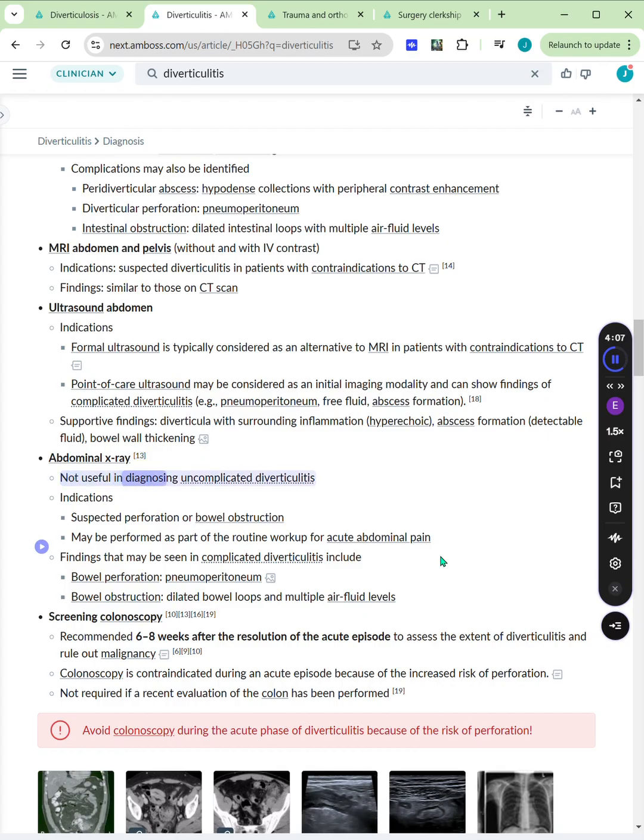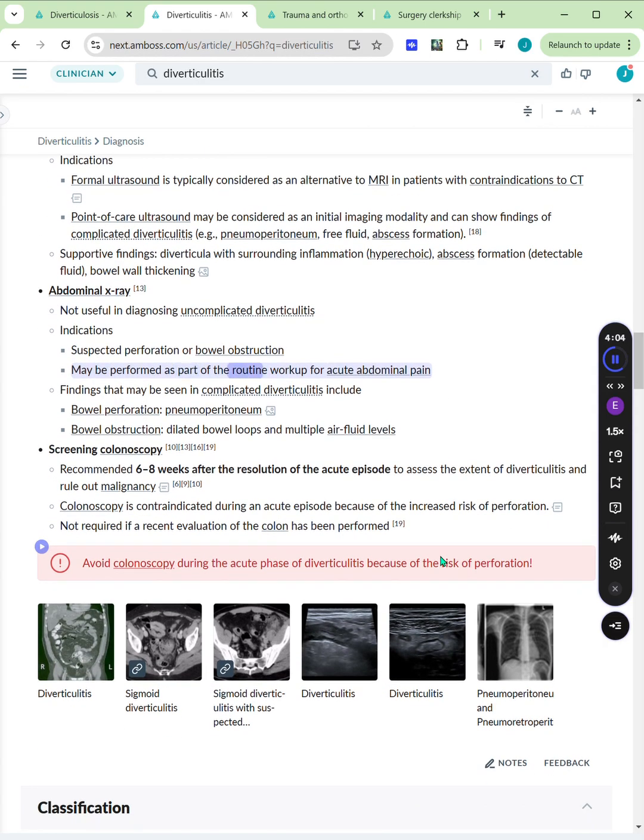Abdominal X-ray. Not useful in diagnosing uncomplicated diverticulitis. Indications: suspected perforation or bowel obstruction; may be performed as part of the routine workup for acute abdominal pain. Findings that may be seen in complicated diverticulitis include bowel perforation, pneumoperitoneum, bowel obstruction, dilated bowel loops, and multiple air-fluid levels.